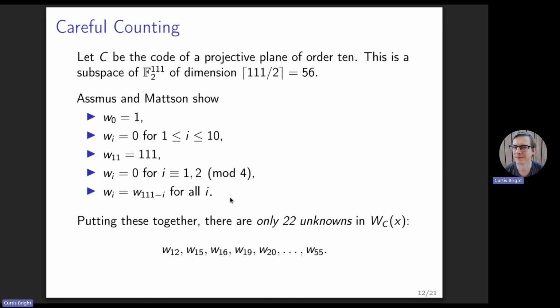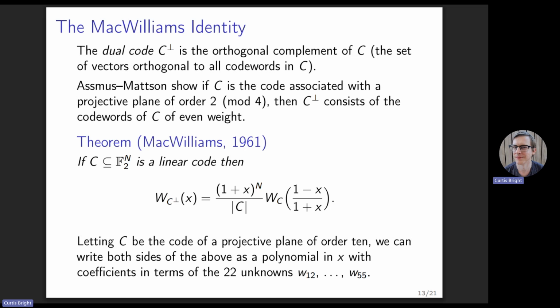So putting all these facts together, you get the entire weight distribution up to just 22 unknowns, which I've listed here, or at least the small ones. The first one is W12, and then there are others too. So we have 22 unknowns. We got pretty far with just some counting arguments. And then we have this really magical theorem called the MacWilliams identity. It's based on what's called the dual code.